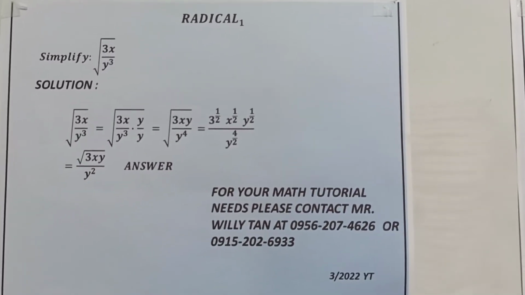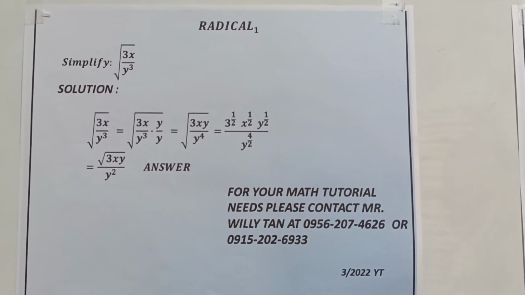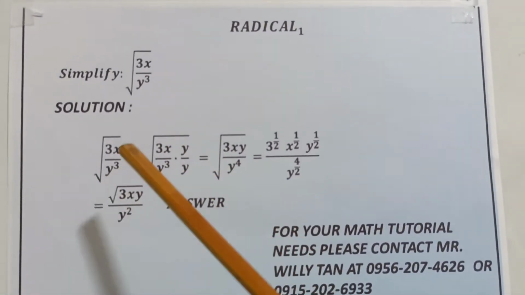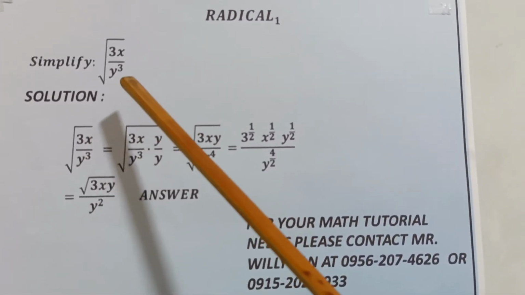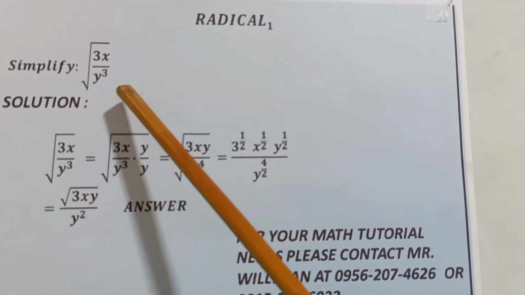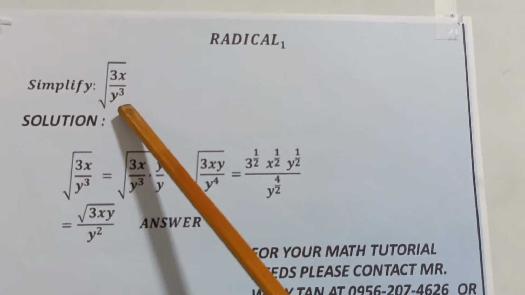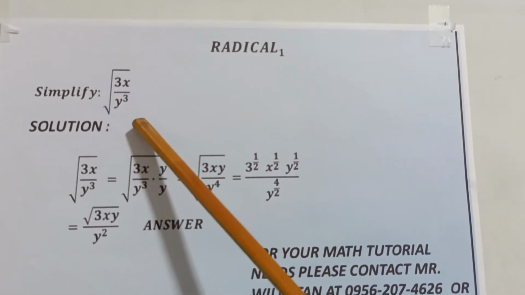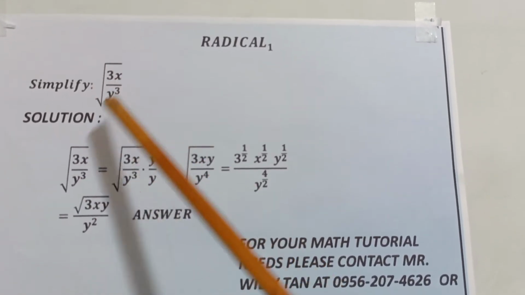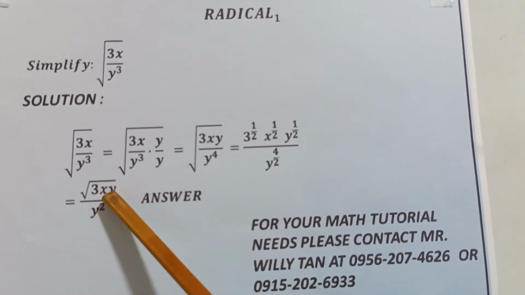Today we're going to simplify radicals, no? And we have three problems now. The first one is to simplify the square root of 3x over y cubed. To solve this one, we need to change the denominator of this radical here. Since this is a square root, we need to change the denominator to a perfect square.